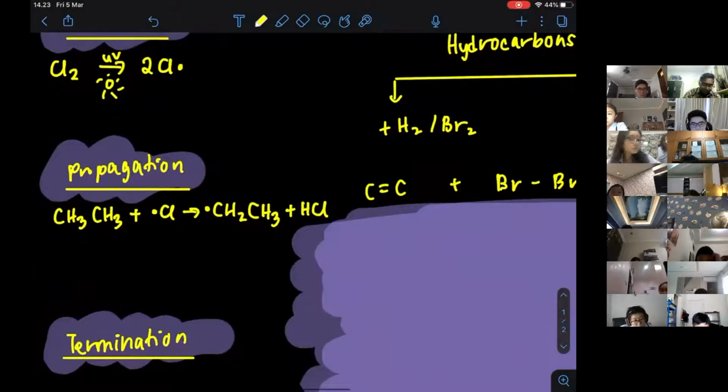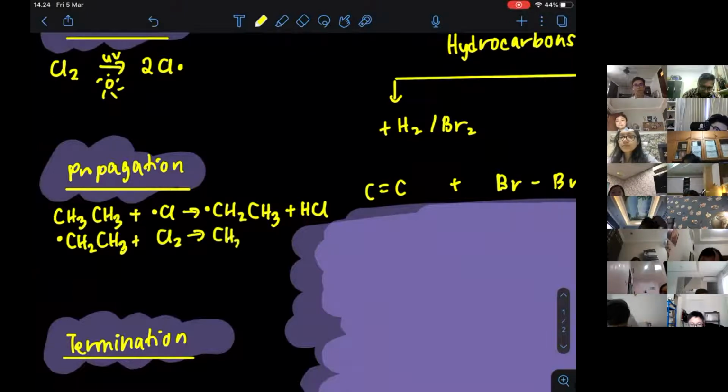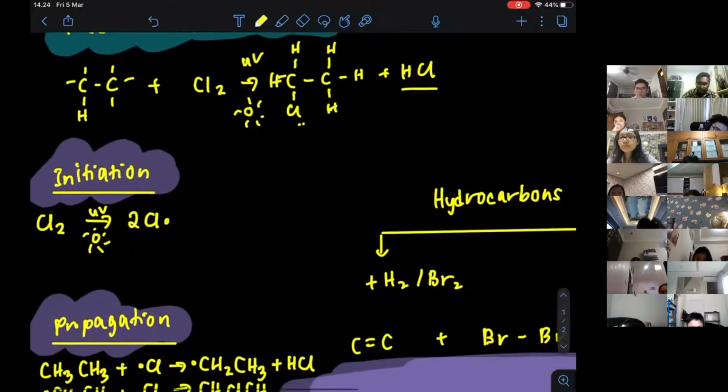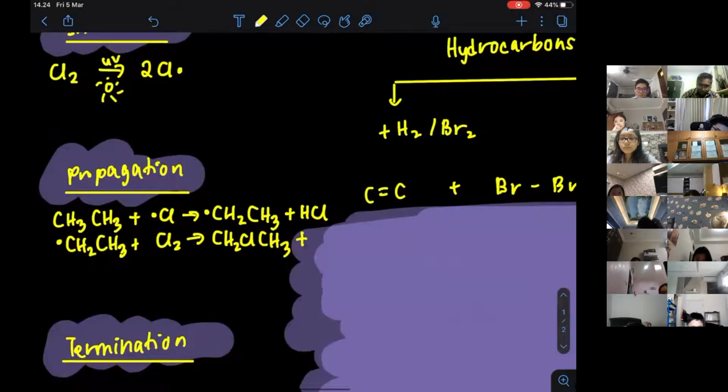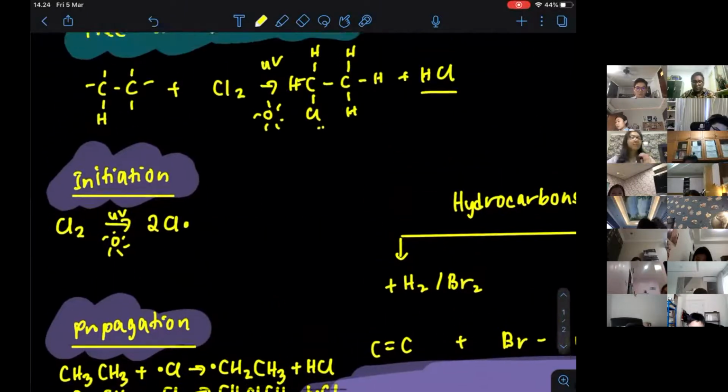So next, the free radical that you have formed will join with a neutral molecule to give you CH2ClCH3, which is this molecule. Then you are going to create another free radical. That's it according to this question.